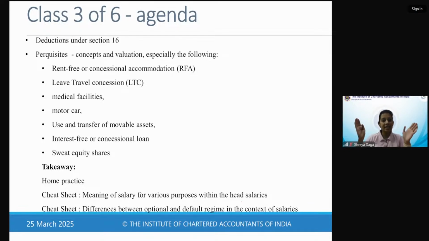It has 10 heads. It has 10 meanings in the Act. For this purpose, salary means this. For this purpose, salary means that. How will we remember, ma'am, so much? So I have made a cheat sheet, a 1-page summary, of what is the meaning of salary for different purposes. You will tick it, keep it, and revise it before you go to the exam.